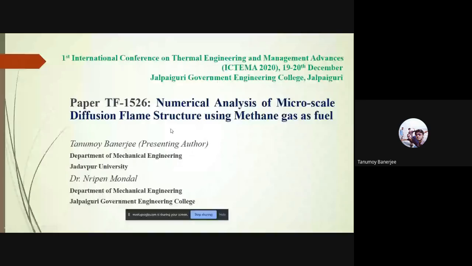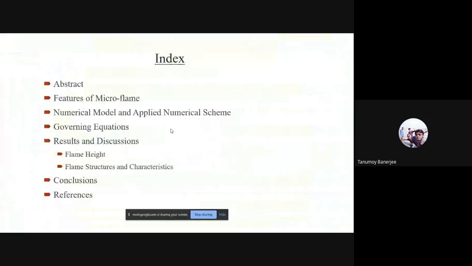Good afternoon, respected professors. My name is Tonumoy Banerjee. My paper is Numerical Analysis of Microscale Diffusion Flame Structure using Methane Gas as Fuel. This paper is co-authored by Professor Nipen Mondal, who is also a professor in the Mechanical Engineering Department of Jodhpur Government Engineering College. This is the index of my presentation: the abstract, microflame features, the numerical model and applied numerical scheme, governing equations, results and conclusion, and the references that I have used.